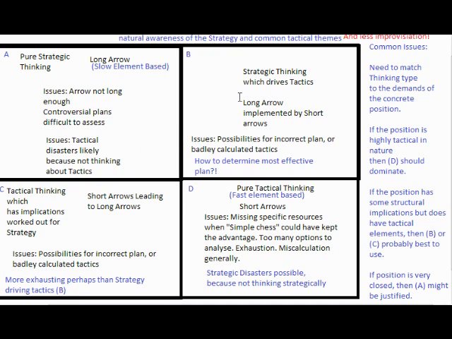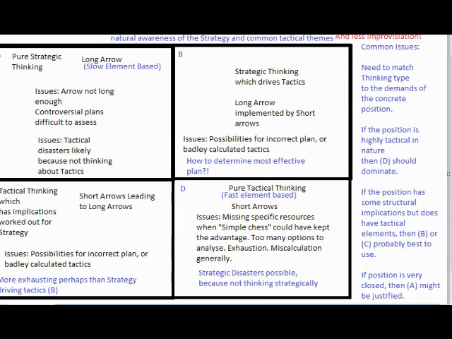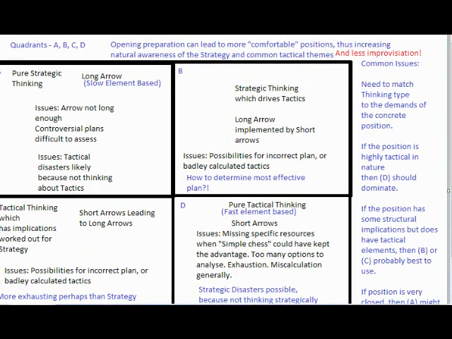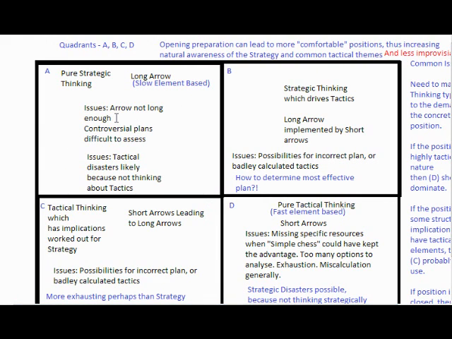I think usually you do a lot of calculation, just to make sure you're not going to get blown up tactically. But as I mentioned in the previous video, there's this idea of matching to the needs of the position. If the position is highly tactical, then D dominates. If the position has some structural implications or slower elements, then these two come into mind. And if the position is very closed, then A might be justified, this pure strategic thinking.